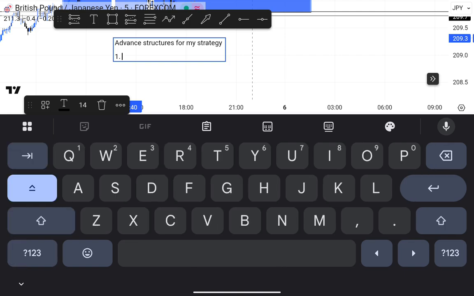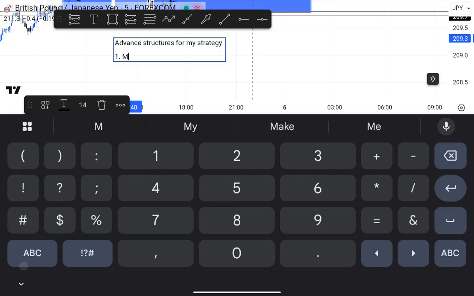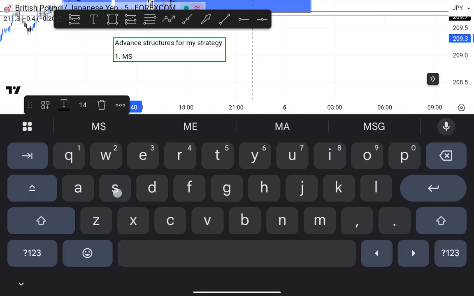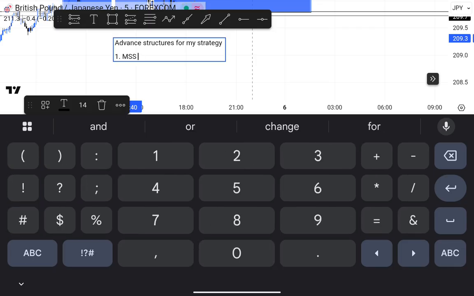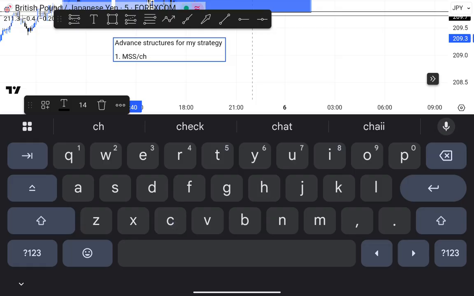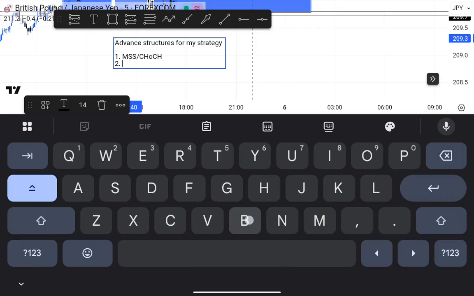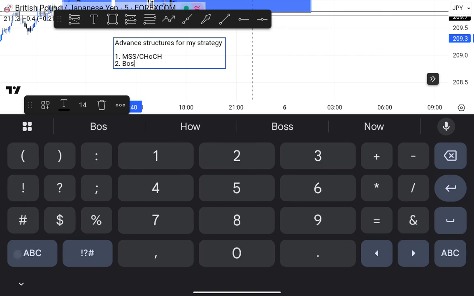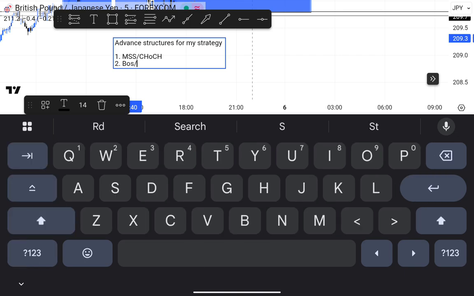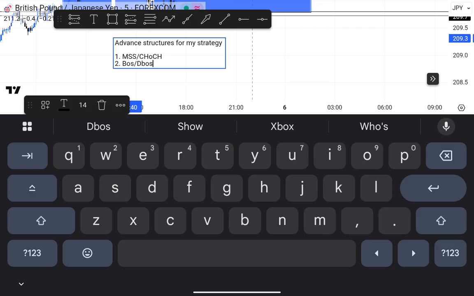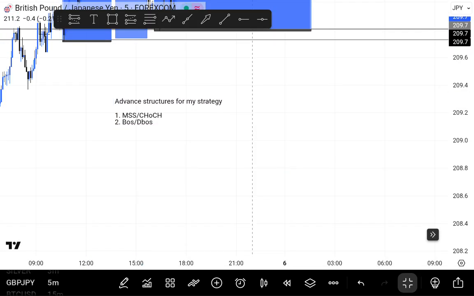So the advanced structures of my strategy are, one, market structure shift, or a change of character. I'll call this trend reversal. The second one is break of structure. I can call it the break of structure. That is my strategy.